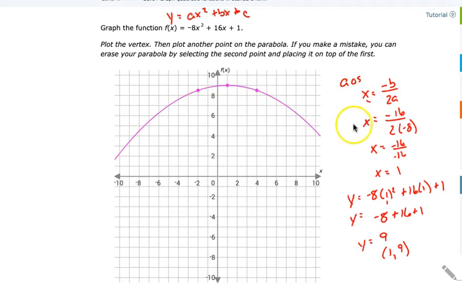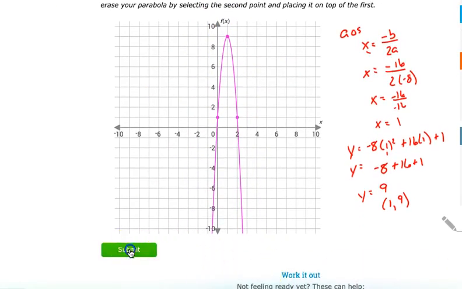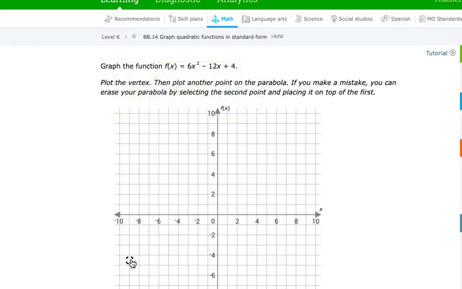Well, now I need a second point. Now, could I use the y-intercept on this problem? Would that make sense to do so? If I plugged a 0 in, where would I end up? I'd have just 1, right? So we could do that. I'm going to go to 0, 1, and I'm going to click. And that should give me a perfect parabola. Let's try it. Oh, great job.